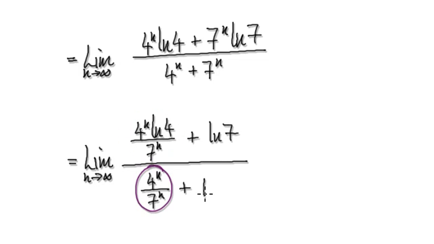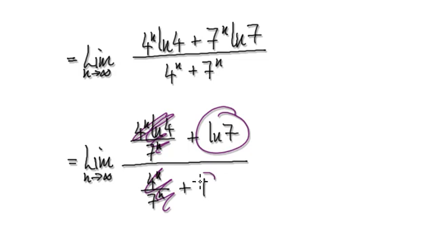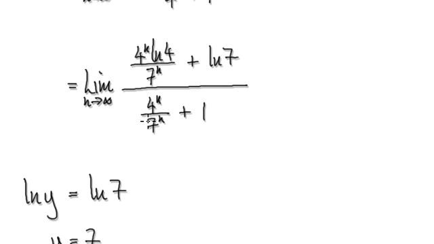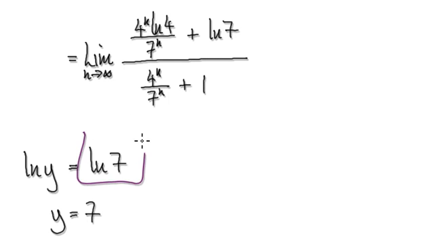This thing here will head towards 0. This is going to be 1. So basically, this is going to disappear, leaving you natural log of 7 over 1, which is natural log of 7. So the whole thing here will head towards natural log of 7. So natural log of 7.